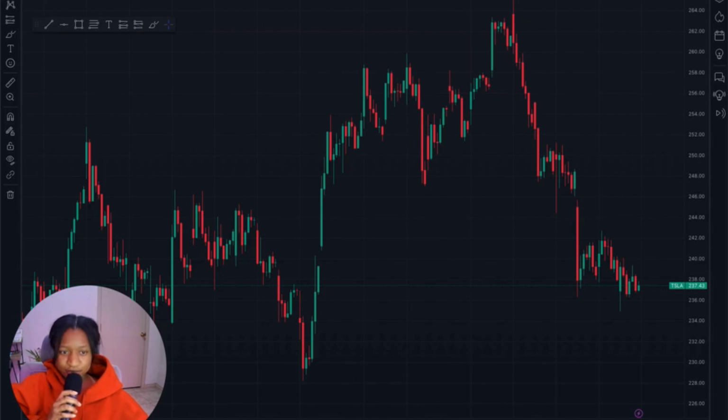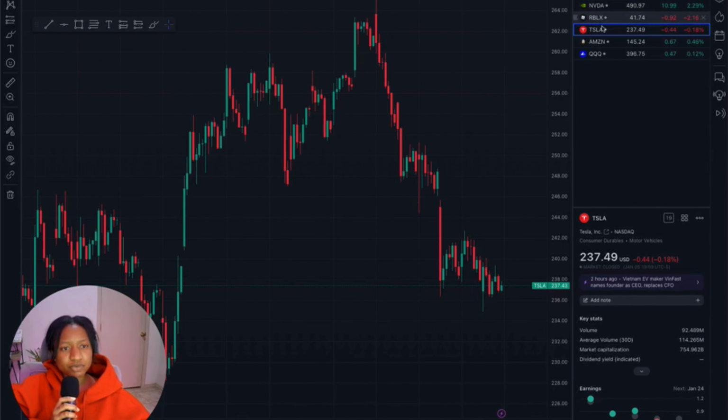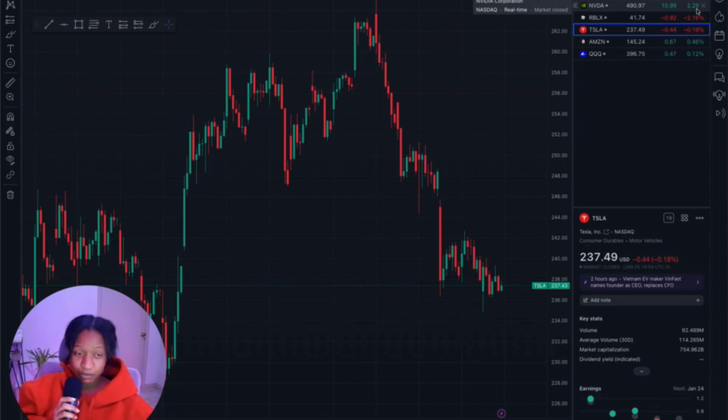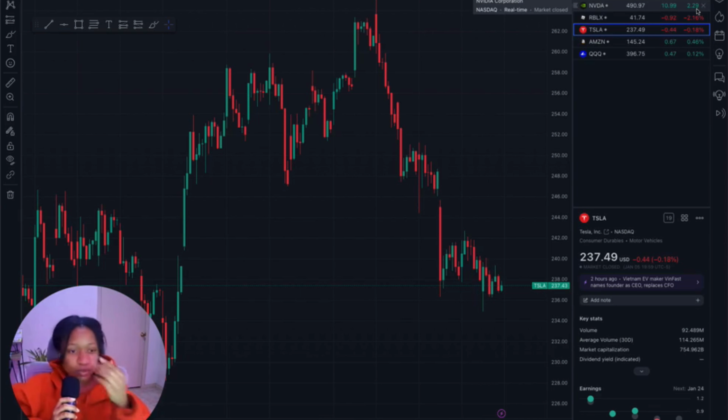Okay, so since I am starting this from the top, I decided to pick 5 stocks. So I ended up picking NVDA, Roblox, Tesla, Amazon, and the QQQ stocks. And the strategy that I'm going to be using is going to be beam to beam strategy, where you set your profits and your lots and your losses beam to beam, as well as using trend lines.